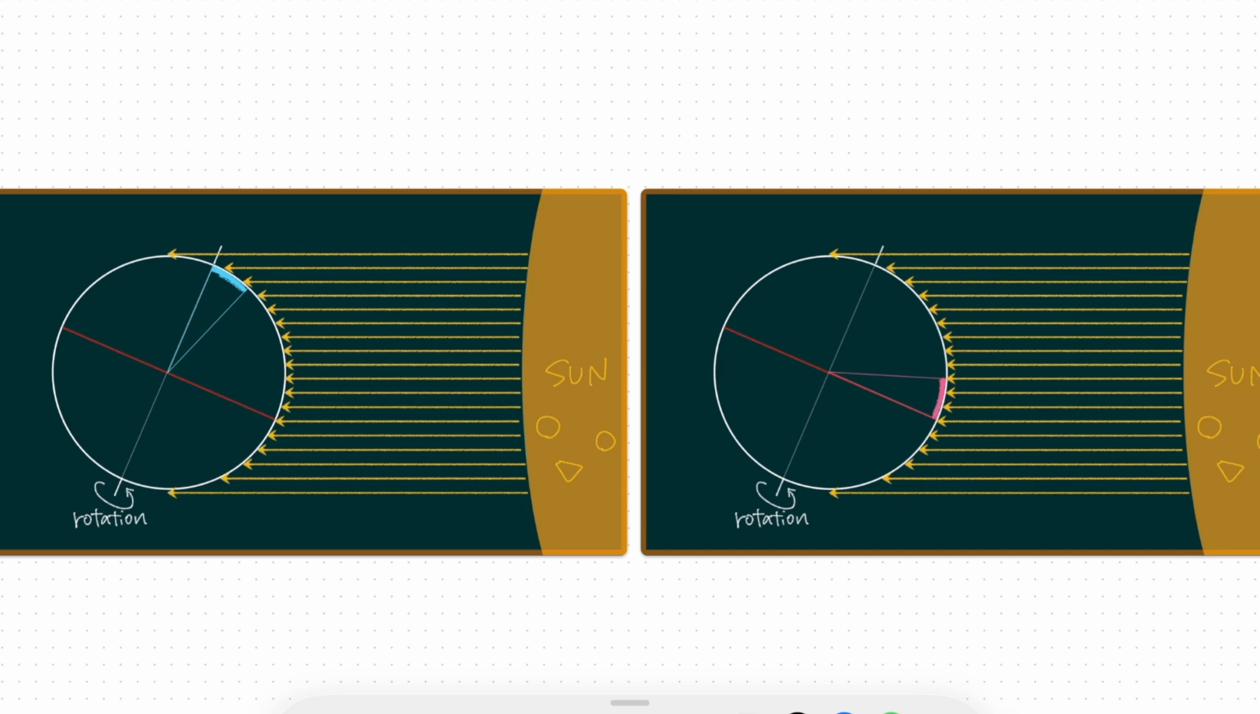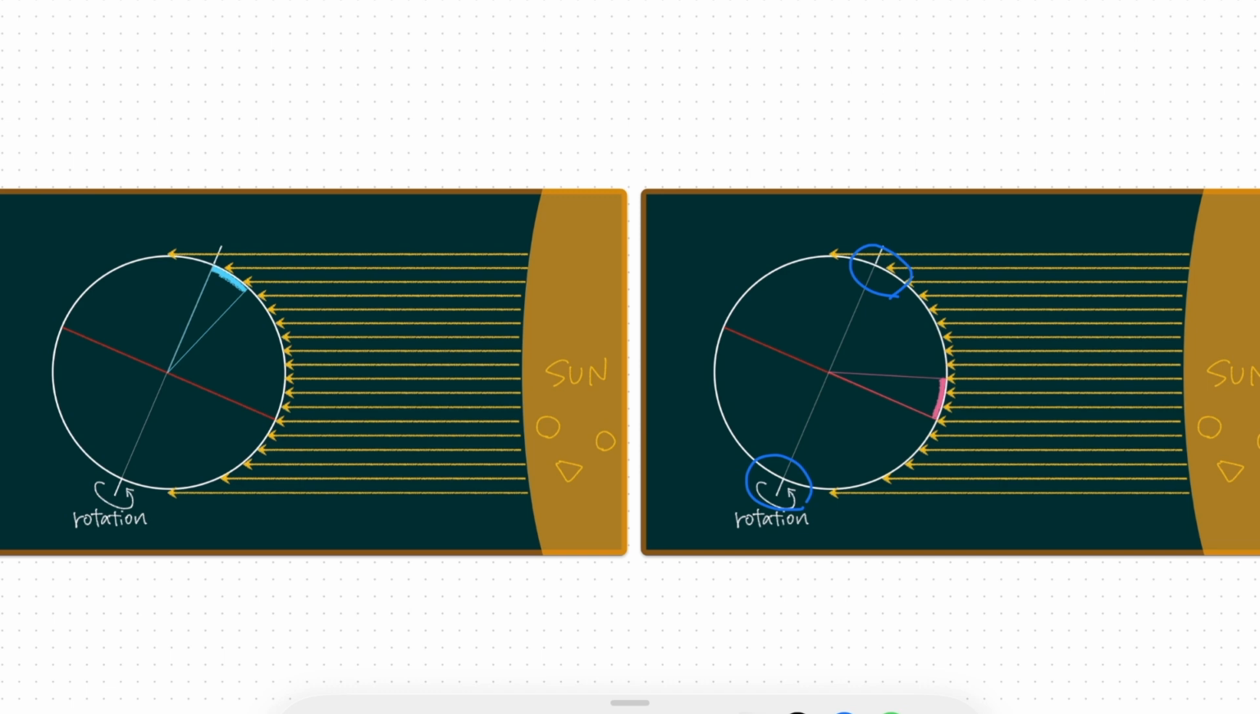On the other hand, the closer you get to the poles, meaning the higher the latitude, the lower the angle of the sunlight becomes. It is like the sun shining from the side, similar to a sunrise or a sunset.